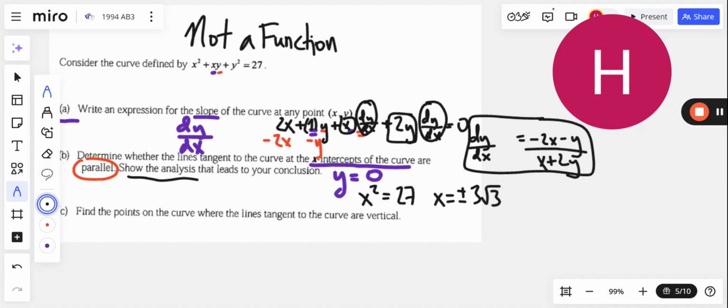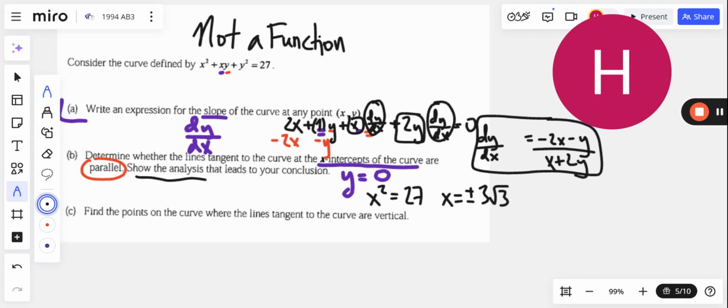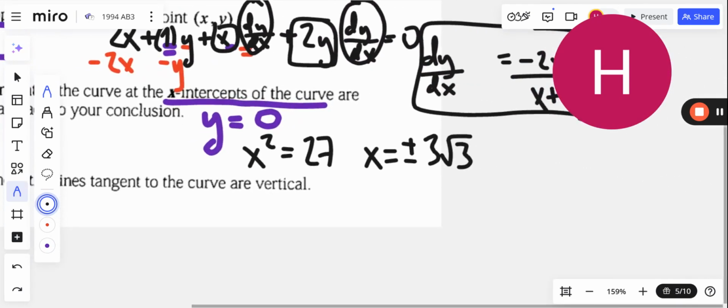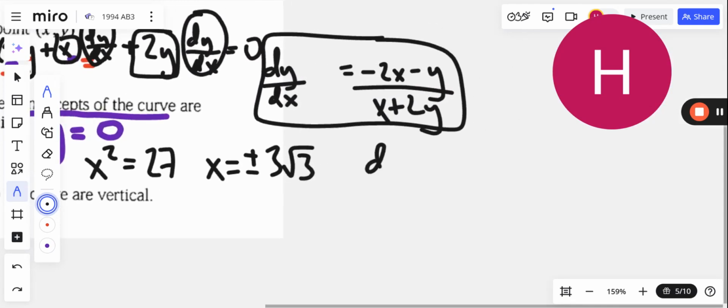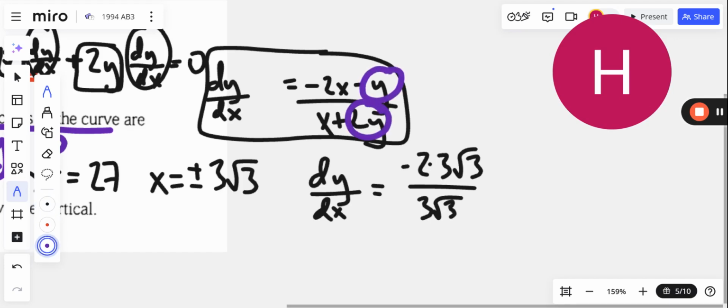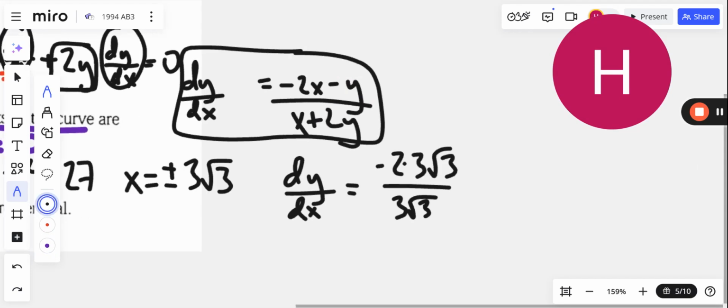So let's see if the slopes are indeed parallel. The tangent line has the slope of the curve at that point. So we can just look at the slope. Let's plug it in. So dy dx for the positive square root is going to be negative 2 times 3 square root of 3 over 3 square root of 3. That's because the y value is 0 at these x-intercepts. So the derivative here really just depends on the x. And so this is just negative 2.